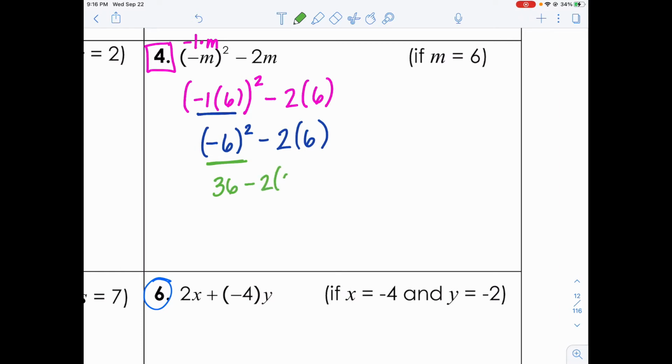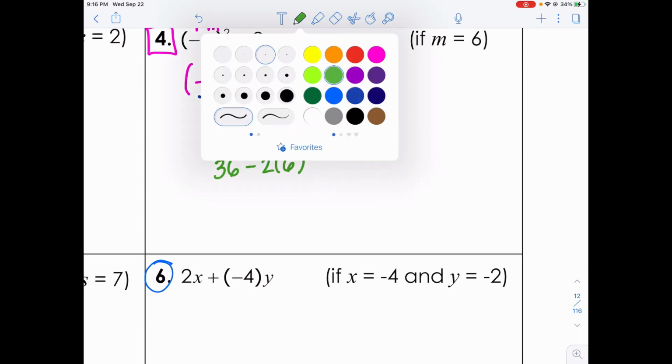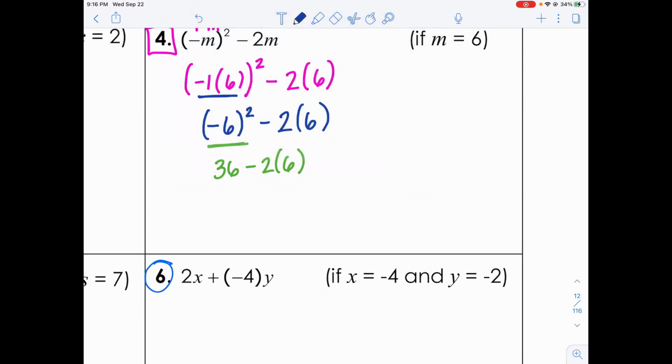Bringing down everything that I haven't used yet, I have 36 minus 2 times 6. I need to do multiplication before I can do subtraction. 2 times 6 is 12, bringing down everything I haven't used. And 36 minus 12 is 24. All right.